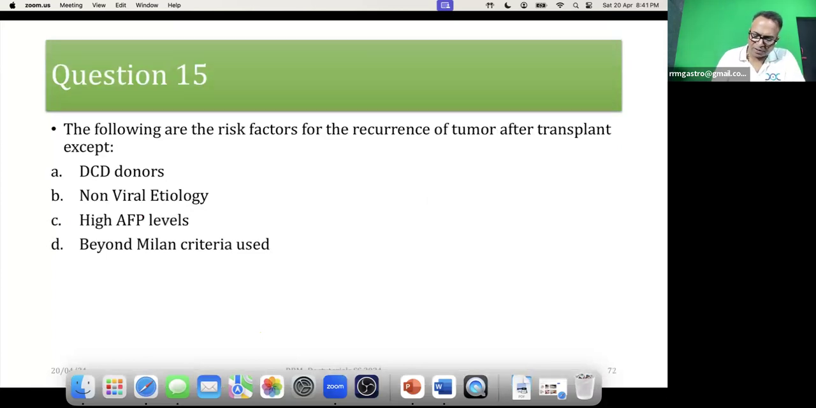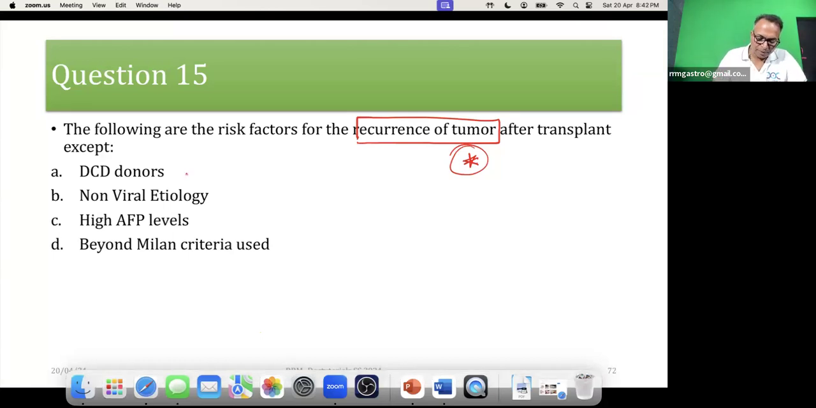The following are the risk factors for the recurrence of tumor. Very important and interesting question. Highly expected NEET SS question. Can you guess the answer? The following are the risk factors for recurrence after transplant, except. Yes, who will have recurrence among this list? An HCC patient coming for recurrence. What is the answer for this?